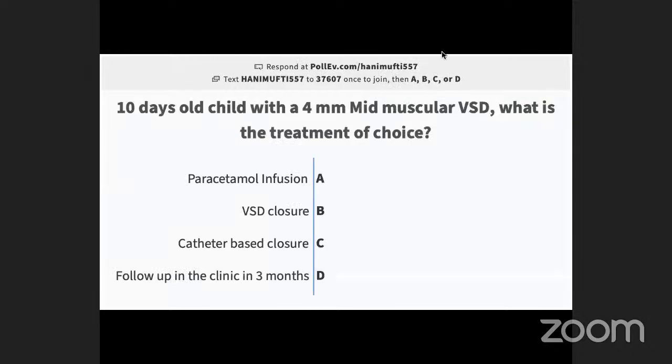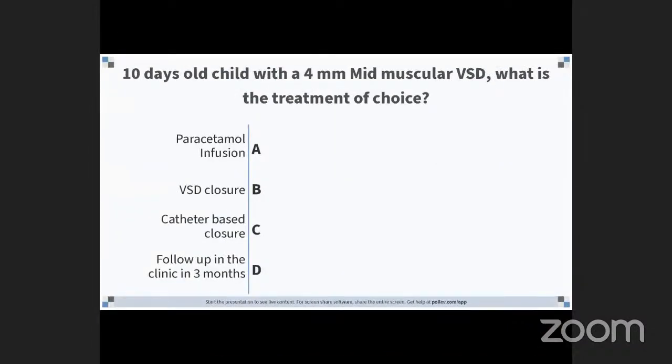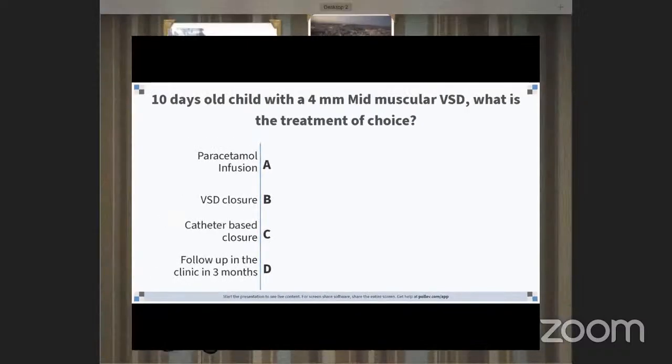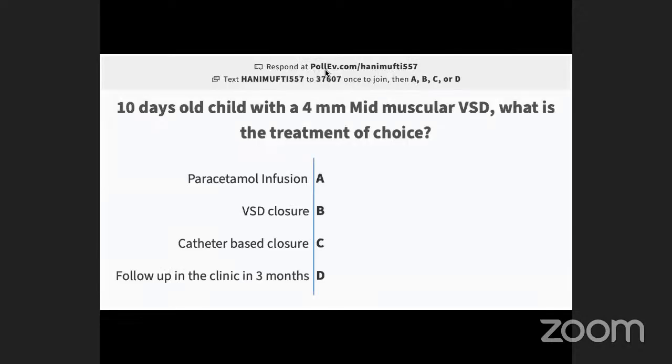Okay, so all of you should go to this link up here. Can you see the link? You can use your phones. The link is POOLLEV.com, then slash hani mufti 557.